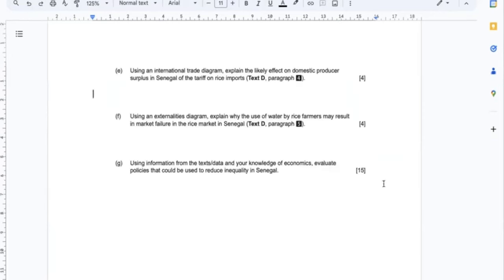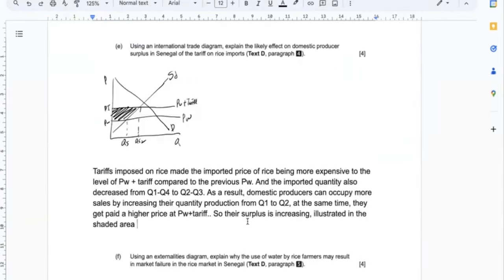Question E. Using an international trade diagram, explain the likely effect on domestic producer surplus in Senegal due to the tariff given on rice imports. Tariffs imposed on rice made the imported price of rice more expensive, and imported quantities are also less available. As a result, domestic producers can occupy more sales by increasing their quantity from QS to QS2. At the same time, they get paid a higher price at PW plus tariff, so their surplus is increasing. This is the change as illustrated in the shaded area.